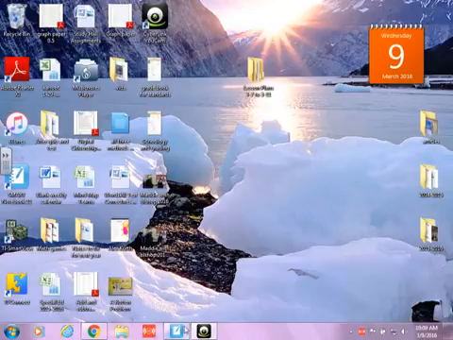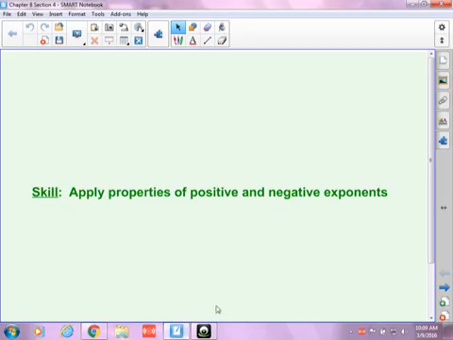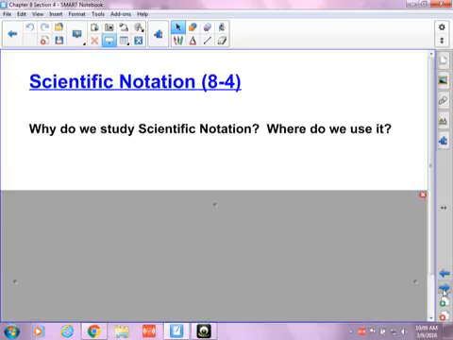Right, today what we're going to do is finish up applying properties of positive and negative exponents. Yesterday we learned about zero, and we also learned about negative exponents. Today we're going to look at scientific notation. All right. Question: why do we study scientific notation?